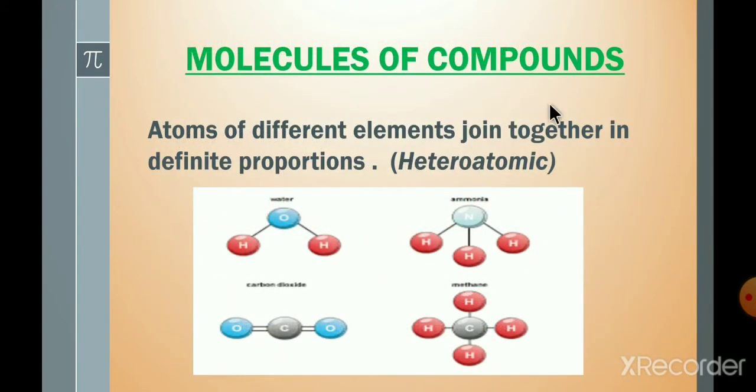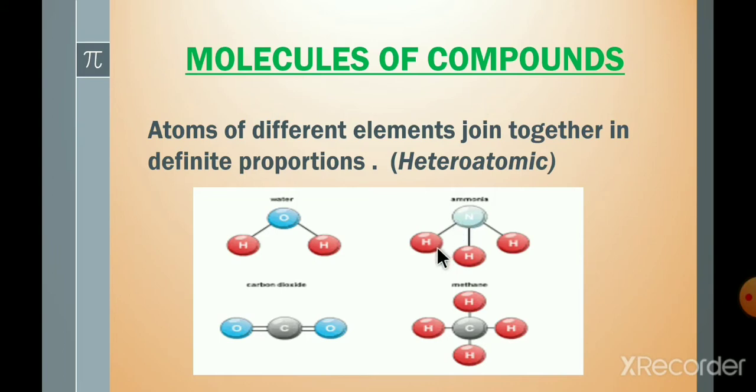Molecules of compounds. Atoms of different elements join together in fixed ratio to form molecules of compounds. So these are heteroatomic because elements are different. Here you can see the case of water in which 2 hydrogen atoms are combining with 1 oxygen atom.